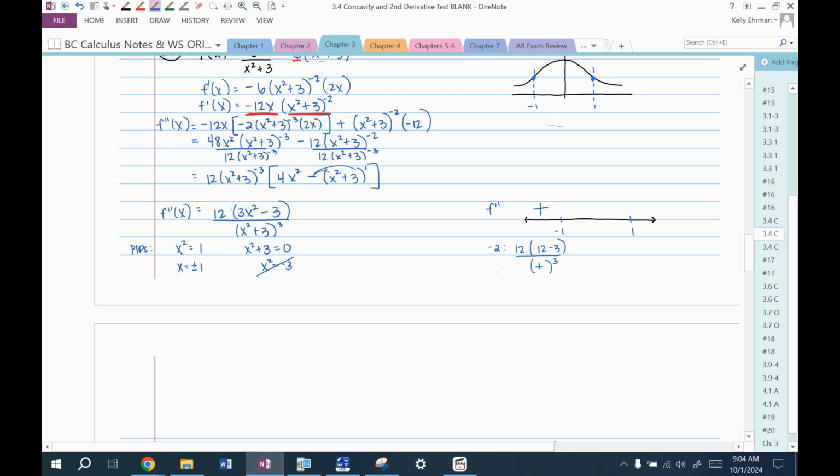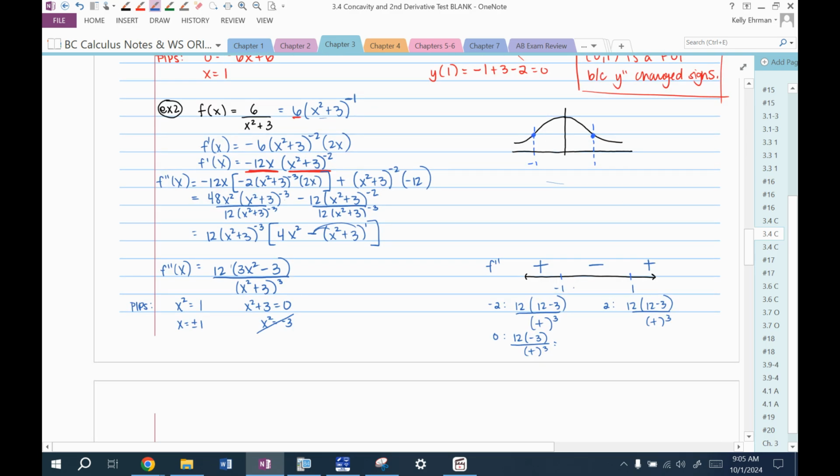And then something between negative 1 and 1 would be 0. So that would be 12 times 0 minus 3 over, again, always positive, cubed. That's a negative over a positive, so that whole section should be negative. And if I plug in positive 2, I get 12 times 3 times 4, 12 minus 3 again, over this always positive. So same thing that happened with negative 2, I get a positive. So this means that f double prime changed signs at plus or minus 1. So there are points of inflection.